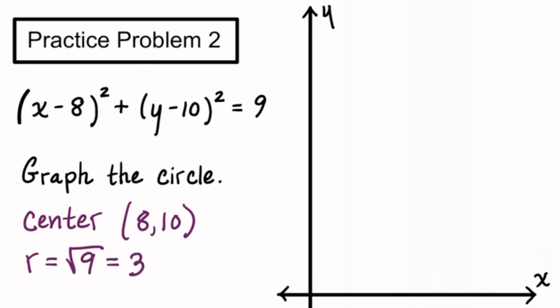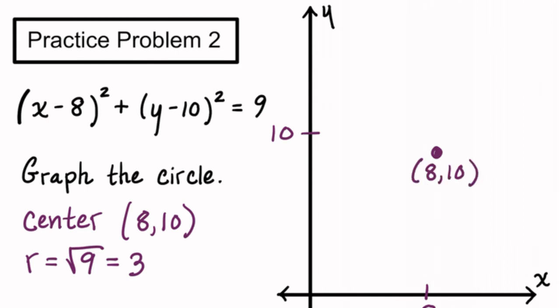So very roughly, let's go out on the x-axis. Let's go about 8 units. We'll call that right here. And we'll go 10 up. We'll say that's about here. And we'll put the center of our circle right here, and we'll give it the coordinates (8, 10).